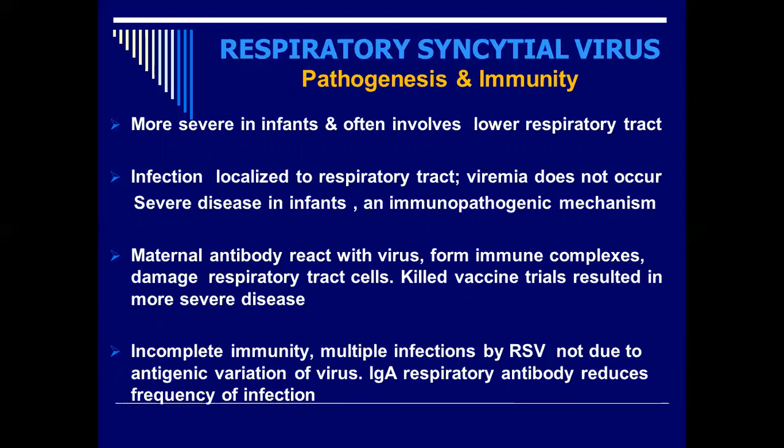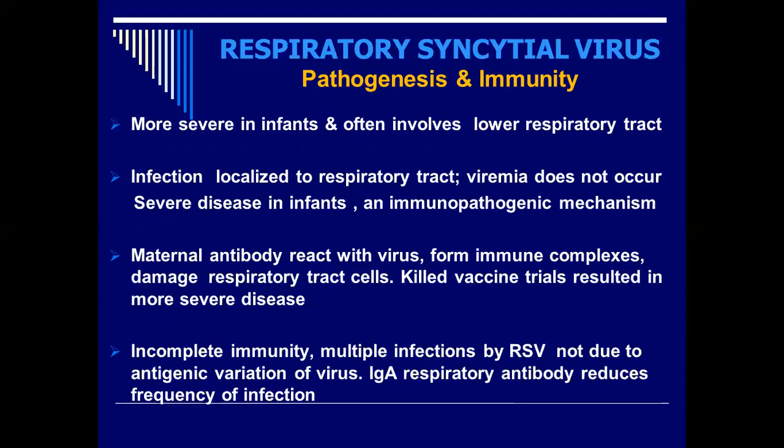In the immunopathogenic mechanism, the maternal antibodies react with the virus and form virus-antibody complexes, what we call immune complexes. These immune complexes damage the respiratory tract cells, and the killed vaccine trial resulted in more severe disease. So we should not go for the killed vaccine. The disease is mostly immunopathogenic, so the immunopathogenic mechanism is involved there.